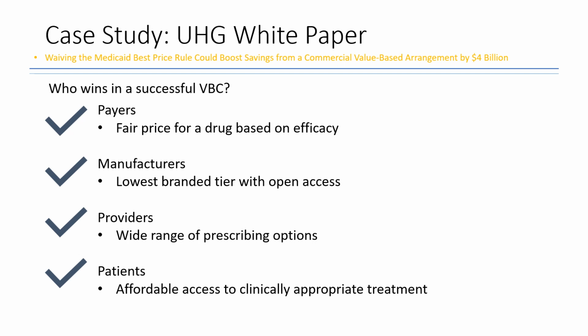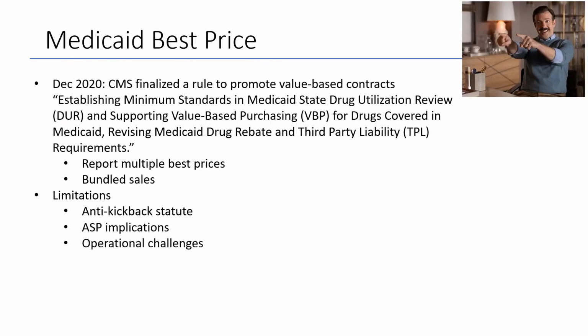So we understood that, and we actually took that feedback. We published this white paper, and we also went to CMS and met with them and shared our concerns as well. As a result, in December 2020, we talked to them. It wasn't the whole reason that they made this rule, but after we talked to them, this rule did come out in December 2020 to promote value-based contracts.